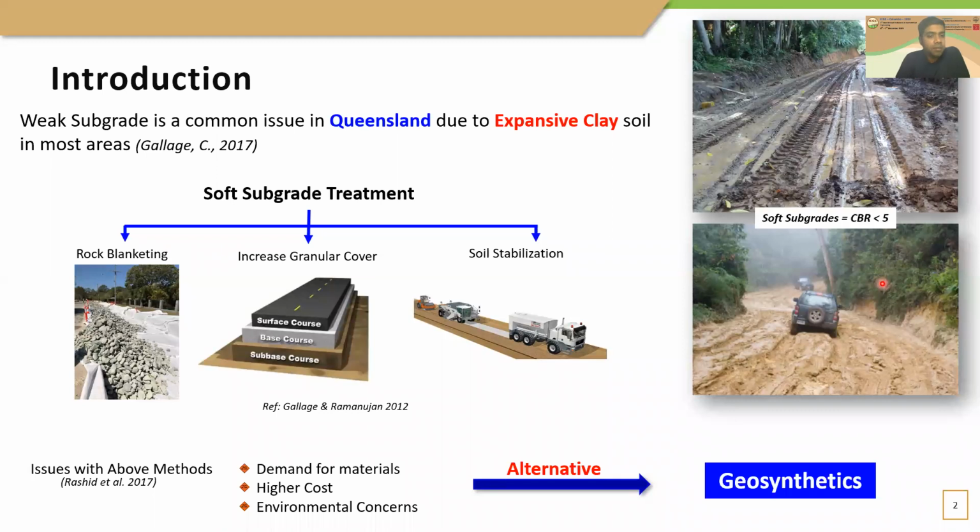So as we all know, weak subgrade is one of the common issues when it comes to pavement construction, and this condition is very prominent in the state of Queensland, Australia, due to the presence of expansive clay in most parts of the state.